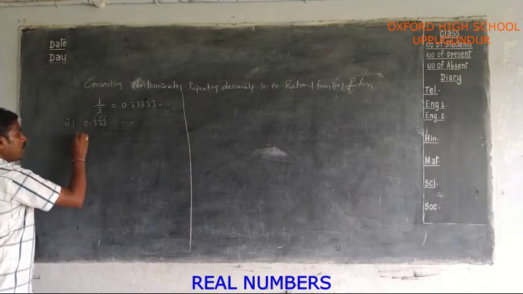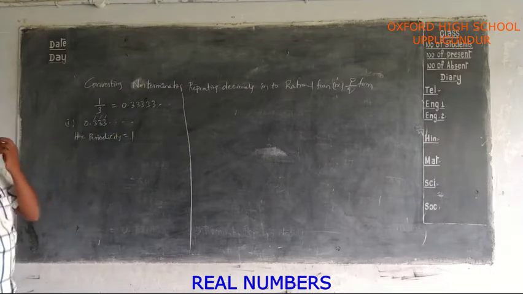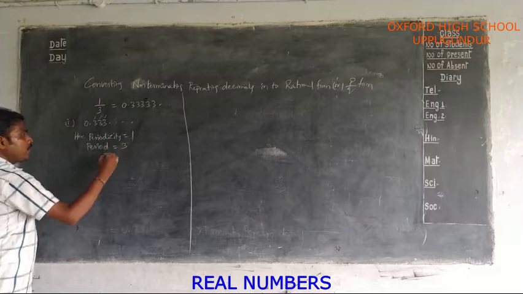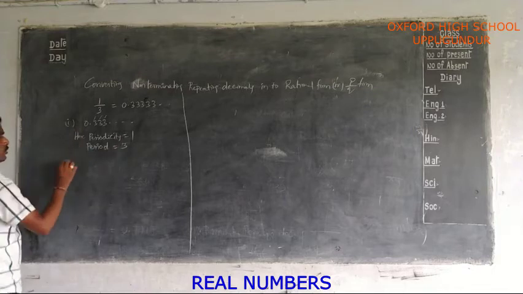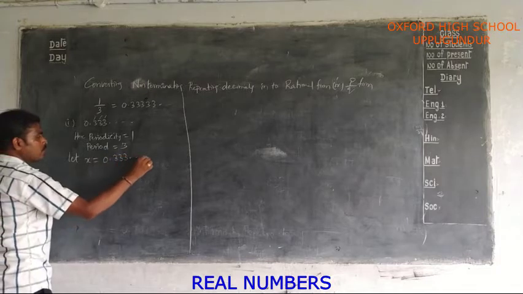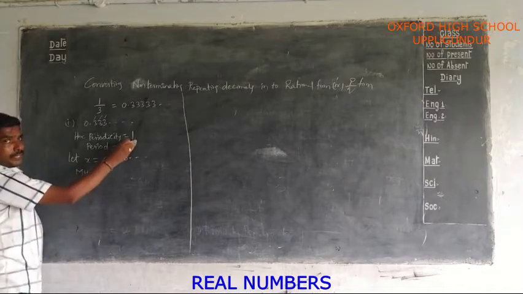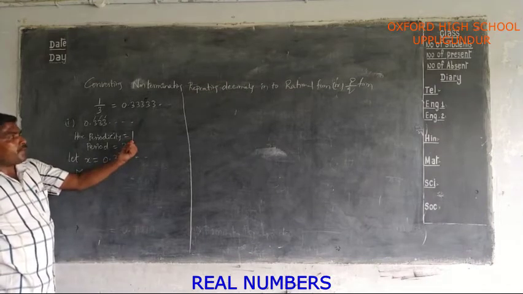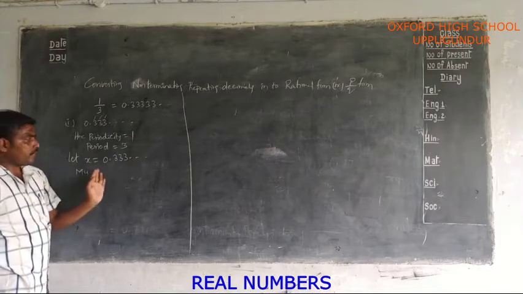That's why periodicity is one digit is repeating. So which digit is repeating? That is period. 3 is repeating. So here periodicity is 1. First you have to assume this as some variable. Let x equal to 0.333 and so on. Based on the periodicity you have to multiply with 10 powers. That means if periodicity is 1, you have to multiply with 10 power 1 on both sides. If periodicity is 2, you have to multiply with 10 power 2 on both sides. Like that you have to multiply.